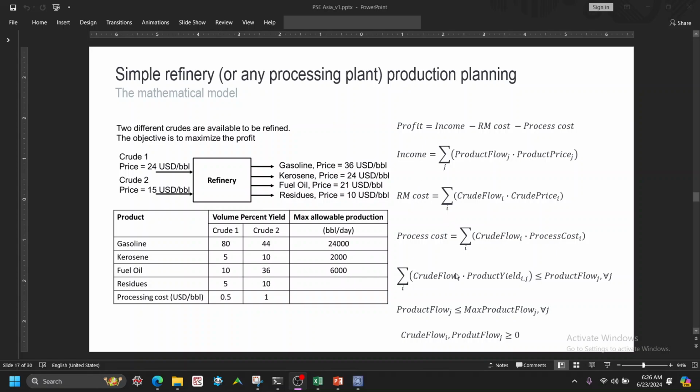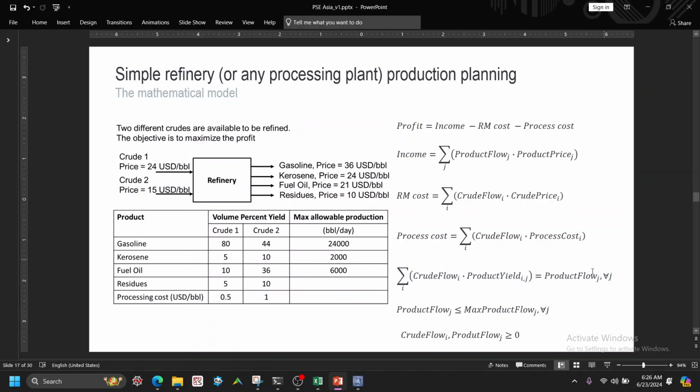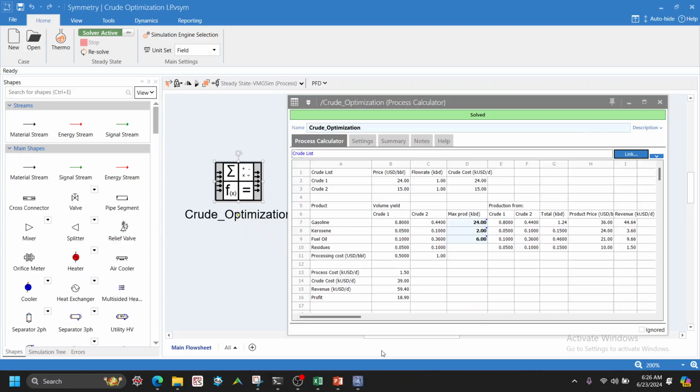So we put the first constraint, which in this case is that we know the amount of products, right? So if we know the amount of crude and multiply by the yield, we can get the amount of product, and this has to be equal to the product flow, and this product flow should be less than this number, okay? And then both of these variables, the crude flow, which we don't know and want to find out, has to be zero or a positive number, while the amount of product also has to be a positive number.